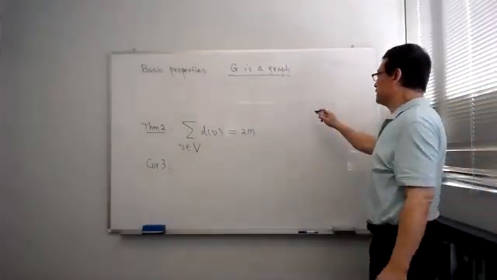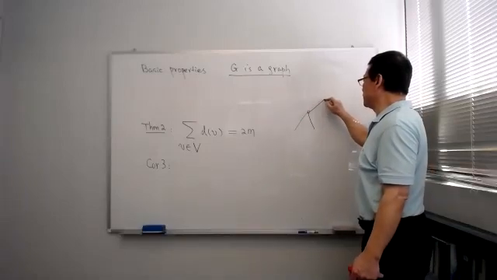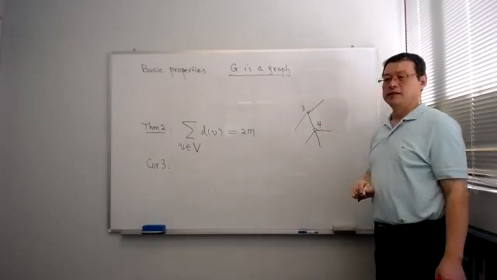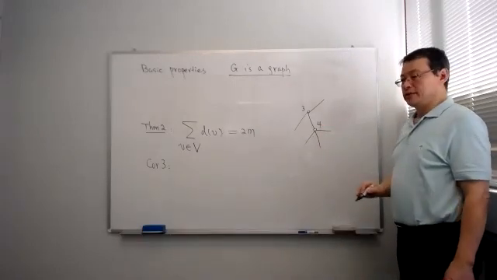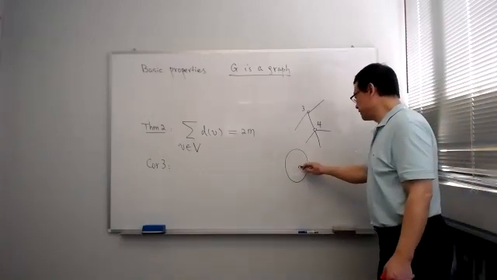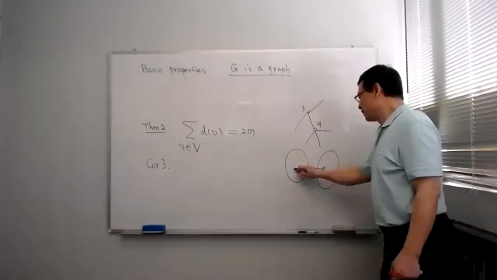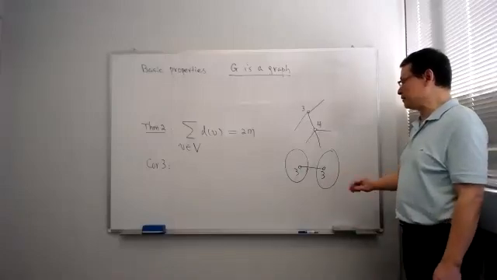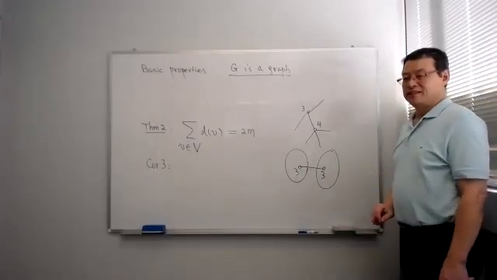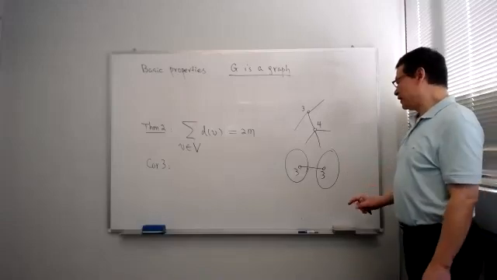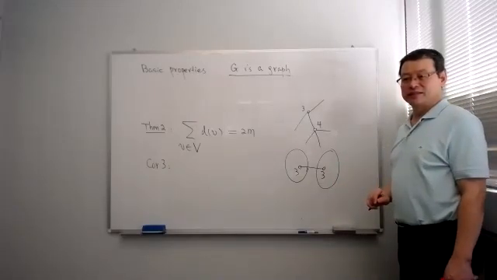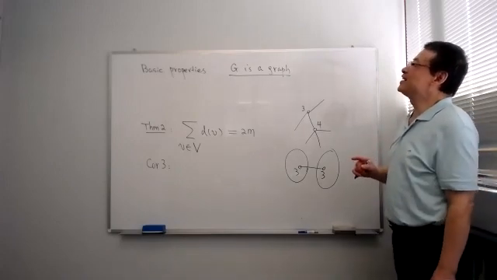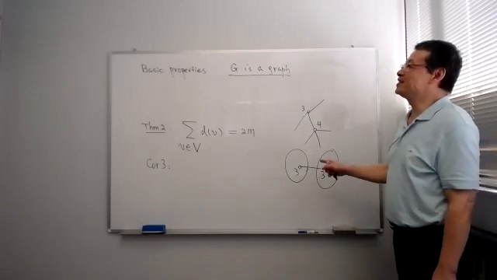So in a graph, some vertices may have odd degrees, some may have even degrees. So degree 3 is odd, and this one is even. All right. So suppose we have a graph that looks like this. This one is odd, this one is odd, and all other vertices have even degree. Is it possible to have such a graph? The corollary will tell us this one is impossible. Okay, let's see. No, sorry, this one is possible.